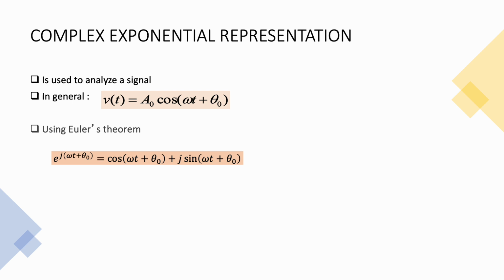Next, so just now I have explained about the trigonometric function. So we also have the complex exponential representation. So for complex exponential representation, it is used to analyze a signal, same as trigonometric. It is just in another form. Just now this is our form for trigonometric function. But for complex exponential, we're going to have the exponential equation by using the Euler's theorem.